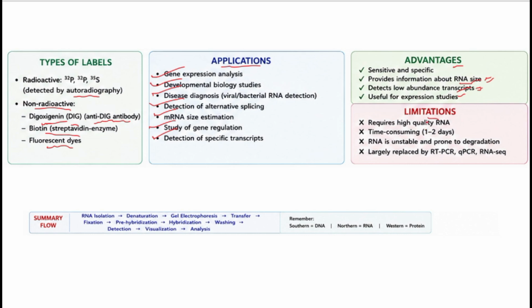Okay, what are the limitations? The limitation is that RNA is easily degraded, so high quality RNA is required. Largely it is replaced by RT-PCR and qPCR as well as RNA sequencing. So here is the summary flow: first RNA isolation, denaturation, next is gel electrophoresis, then transfer, then fixing, pre-hybridization, hybridization, washing, detection, visualization and analysis. This is the whole process of northern blotting.